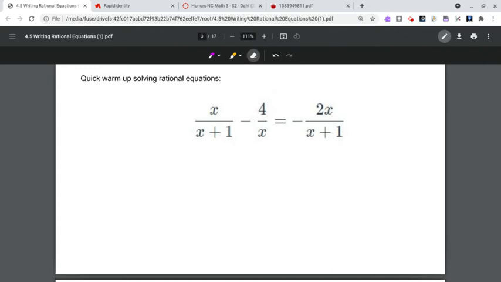We learned yesterday that when you solve a rational equation, one of the methods can be finding the least common denominator and multiplying both sides of the equation by the least common denominator to clear the denominator. Looking at this problem here, the LCD that would encompass the problem is x times x plus 1. So I'm going to make a parentheses around both sides of the equation and multiply by the least common denominator.